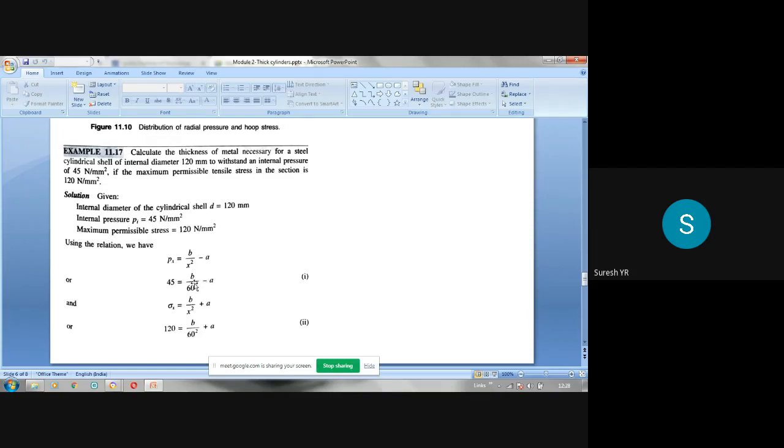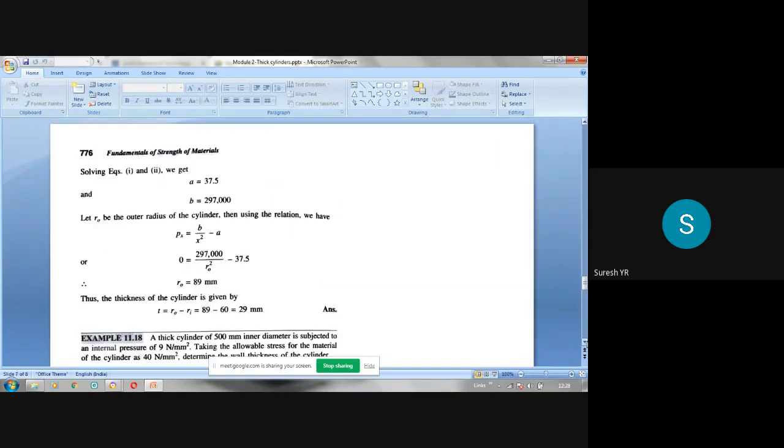So by subtracting one equation from the other, A will get cancelled. You can get the value of B. So it has been done here. See here, they have solved equations 1 and 2, and A and B values are obtained. So the solution is done in the same manner as that of the previous problem. Now we don't know the thickness value. We have to find the thickness value.